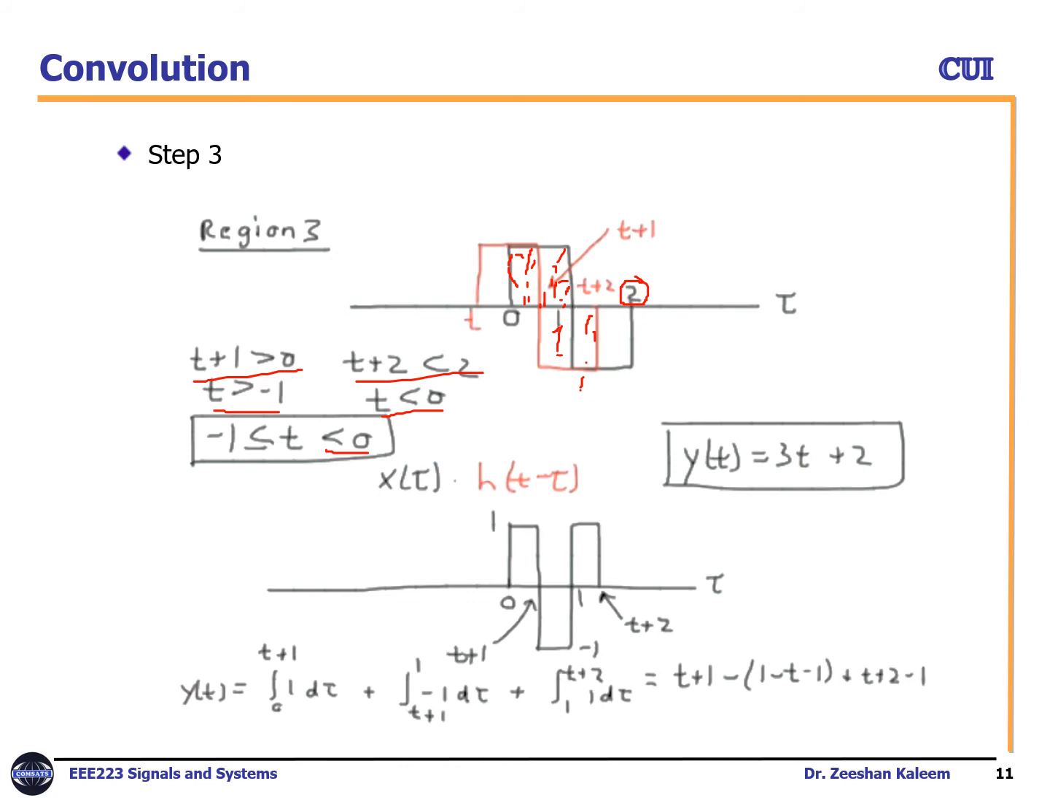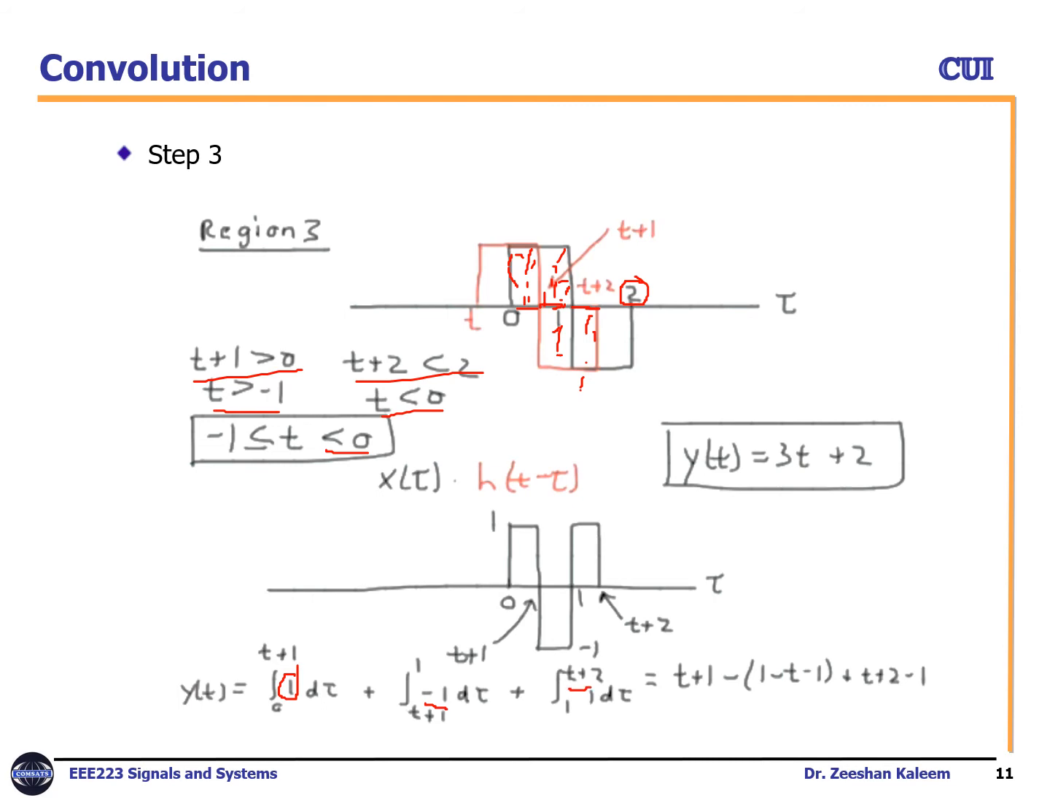First is 0 to t plus 1, this one. The other one is t plus 1 to 1, and the last one is 1 to t plus 2. So for 0 to t plus 1 there is 1, because they both are in the same direction. Here there is a 1, but the other we have a minus 1, so 1 into minus 1. For t plus 1 to 1 there is minus 1. And for the last one we have minus 1 into minus 1, which is 1. So from 1 to t plus 2 we have a 1.